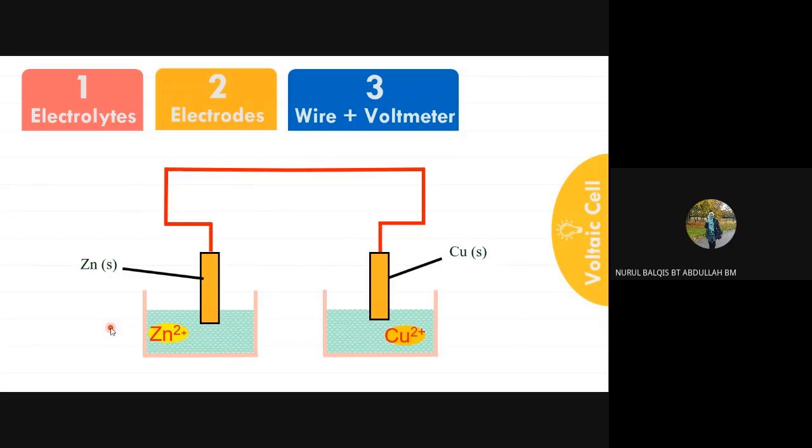Can I know what is meant by this redox reaction? Ada apa dalam tu? Oxidations and reductions. One of these will perform oxidations, one of these will perform reductions. Okay, maksudnya bila oxidations, they will release or accept electrons.